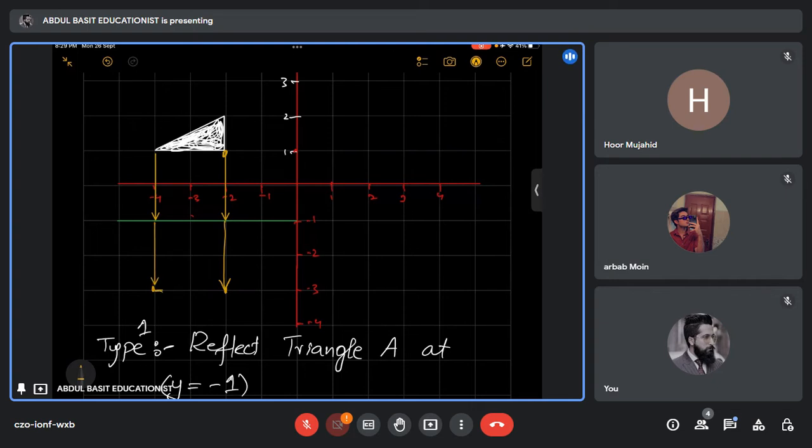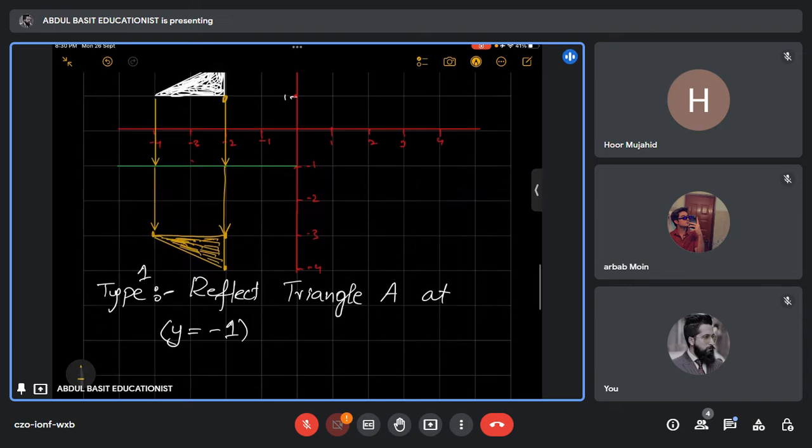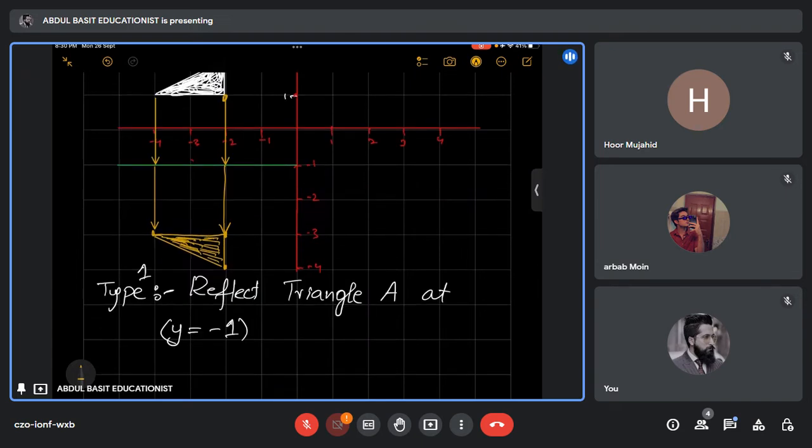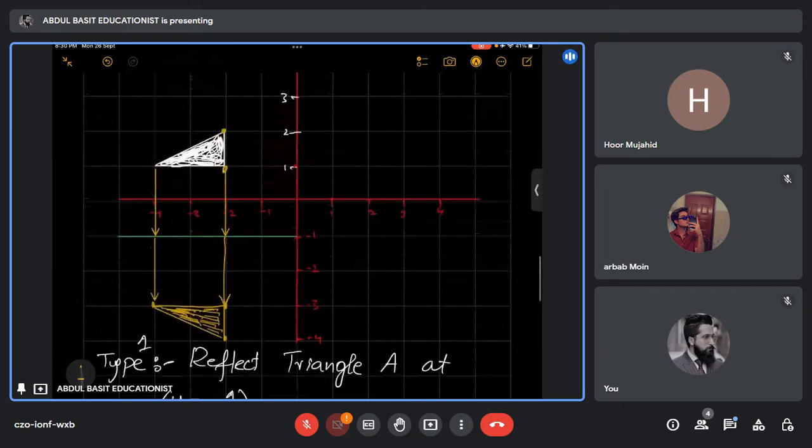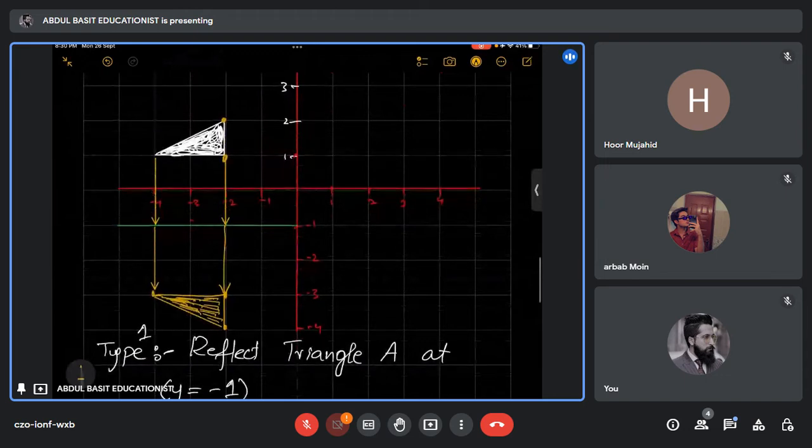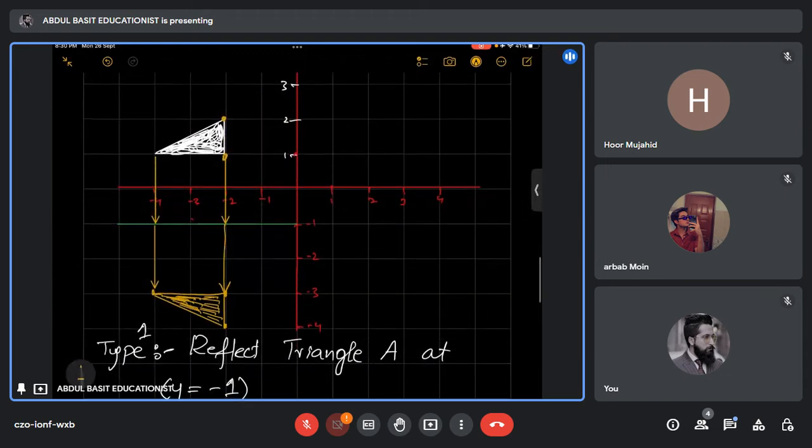Okay, so let me draw the shape here. This point would be somewhere here. Agree or not? Yes, sir. So this is my reflected shape, and you must know how to find out the equation of the line, so then you can easily reflect the shape one by one.